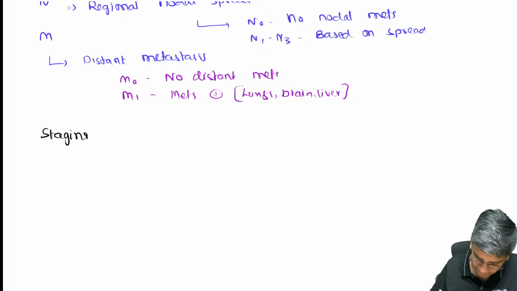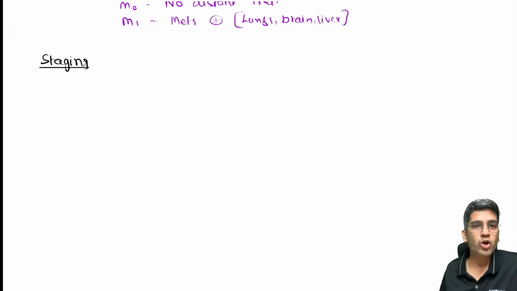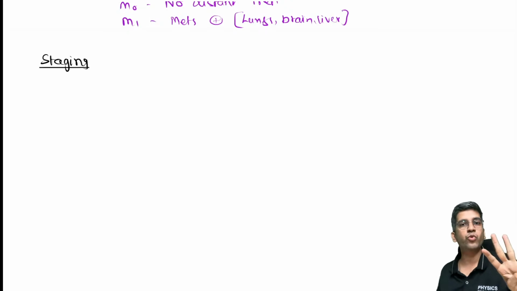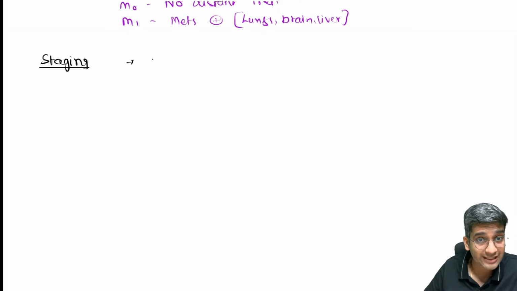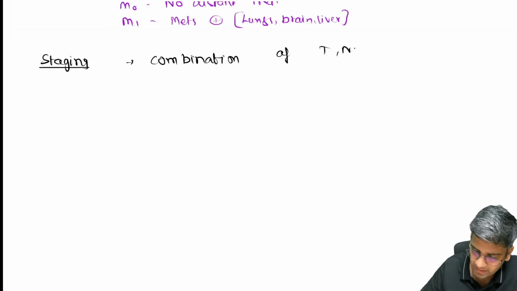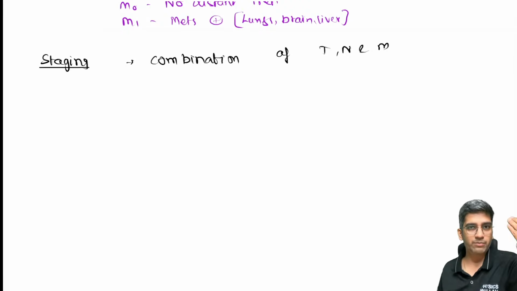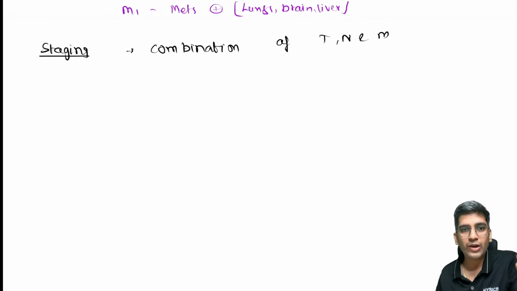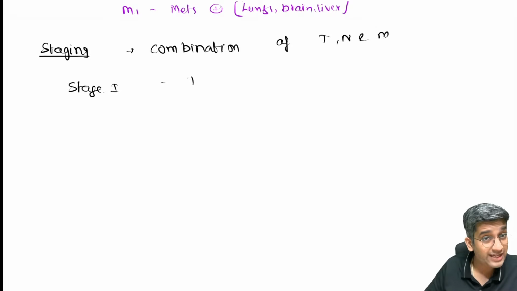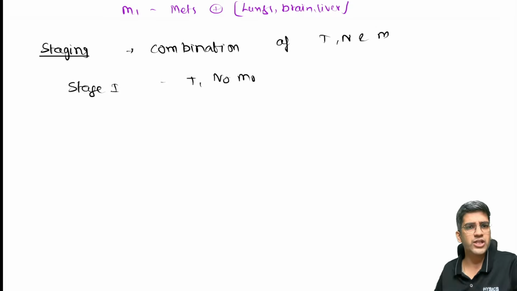Staging is not actually TNM. Staging is considering all things. Considering all three parameters of T, N, and M, we give 4 stages for a tumor, right? This is nothing but a combination of T, N, and M. Like for example, I'm just giving an example: T1, N0, M0, stage 1. Generally, stage 1 of a tumor is this example, not always for every cancer. T1, N0, M0. That's stage 1.